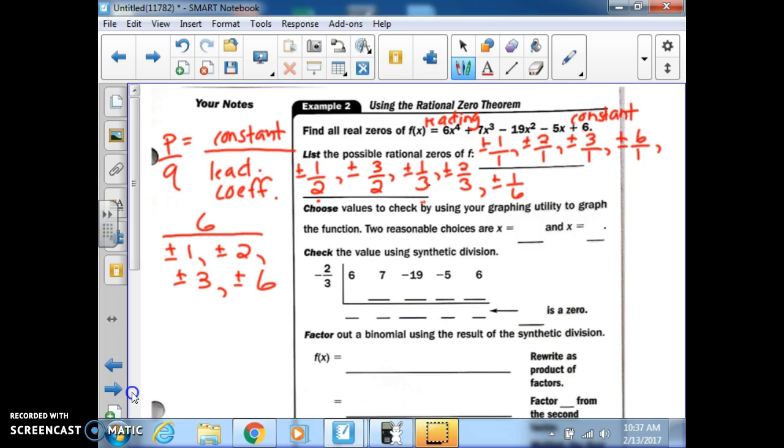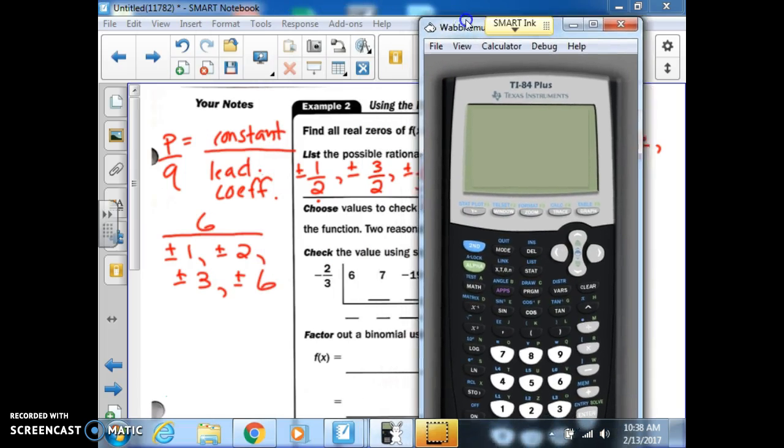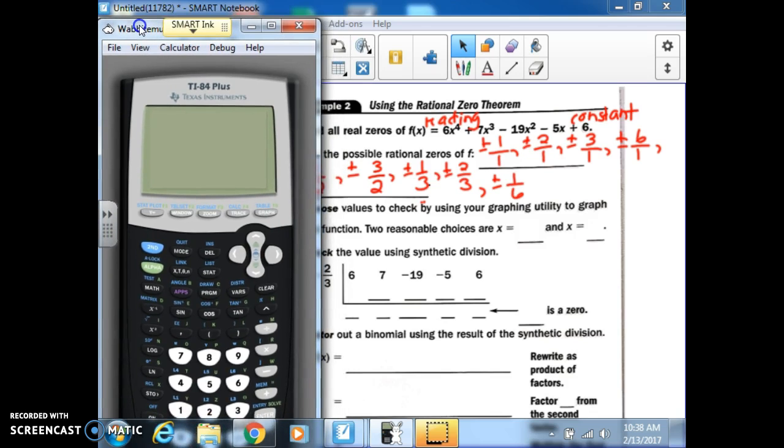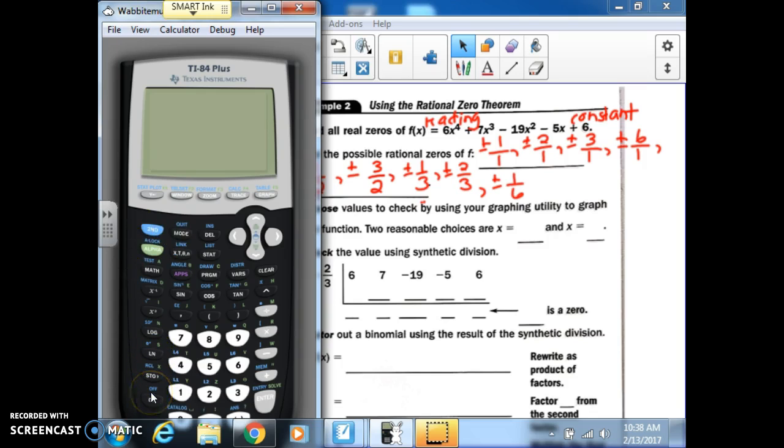So now we're going to choose values to check by using our graphing calculator, and then we can use synthetic division to get our quotient polynomial. All right, so this is how you use your calculator. You would go to y equals. Okay, type in your polynomial.